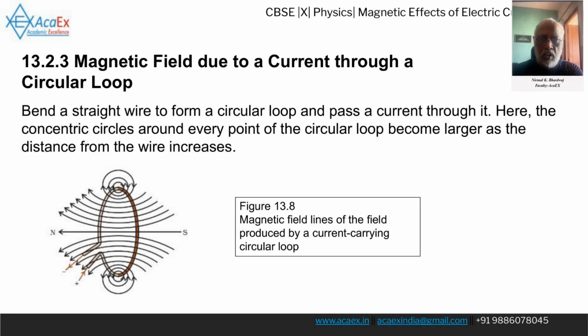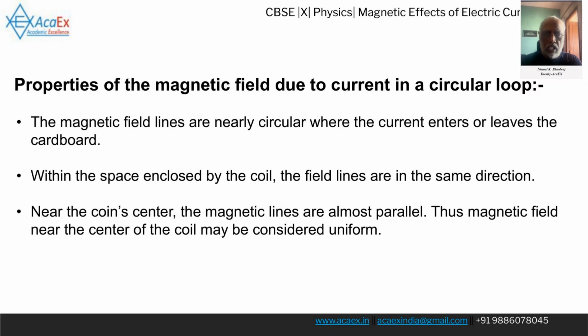Here, the concentric circles around every point of the circular loop become larger as the distance from the wire increases. Properties of the magnetic field due to current in a circular loop. The magnetic field lines are nearly circular where the current enters or leaves the cardboard. Within the space enclosed by the coil, the field lines are in the same direction. Near the coil's center, the magnetic lines are almost parallel. Thus, the magnetic field near the center of the coil may be considered uniform.